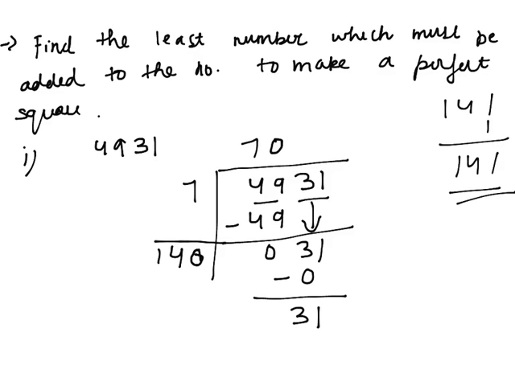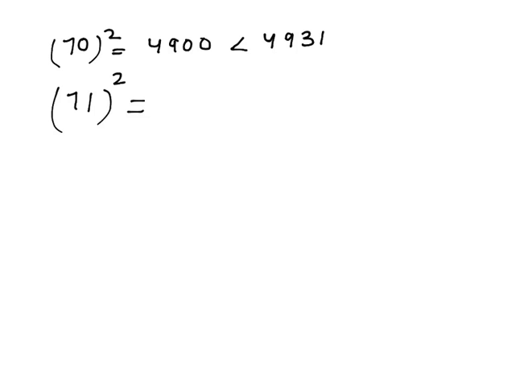So now the steps will be different. So now what we will do, here we get remainder as 31. If we take the square of 70, we will get 4900. That is less than the given number, that is 4931. If we take the perfect square of the very next number, that is 71, then it will give 5041, that is greater than 4931.